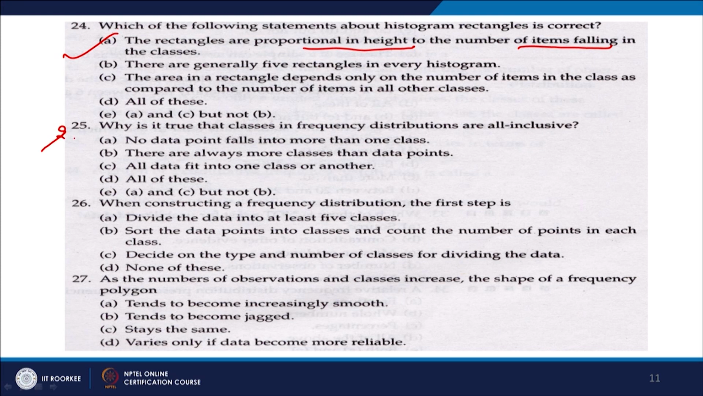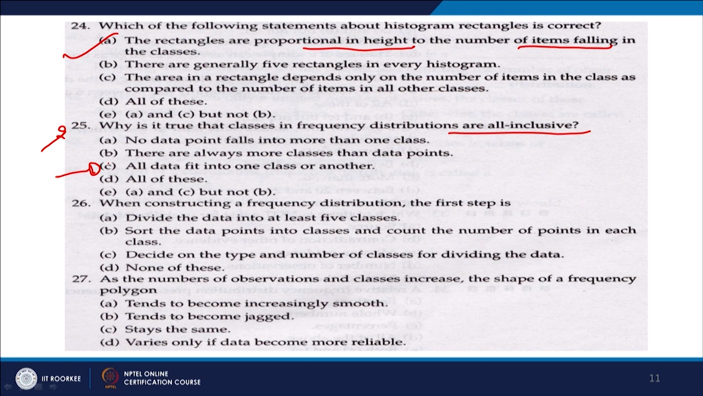25th. Why is it true that classes in a frequency distribution are all inclusive? Because all data fit into one class or another, right. So, C part is correct.